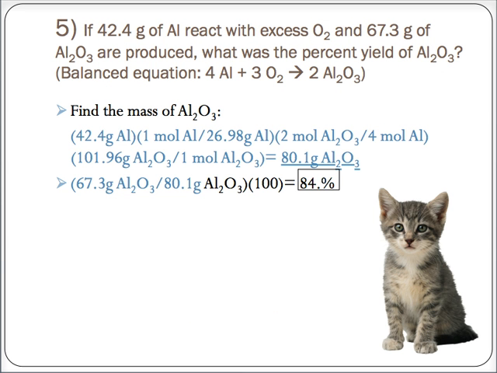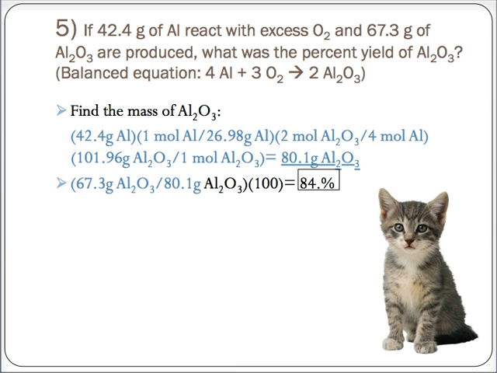Okay. Question 5. Again, this is just like the other ones, so it shouldn't be too complicated. If 42.4 grams of aluminum react with excess O2 and 67.3 grams of Al2O3 are produced, what was the percent yield of Al2O3? Here they actually give us a balanced equation of 4Al plus 3O2 combined to form 2Al2O3. So we do the same thing, we find the mass of Al2O3, which should be really simple by now.